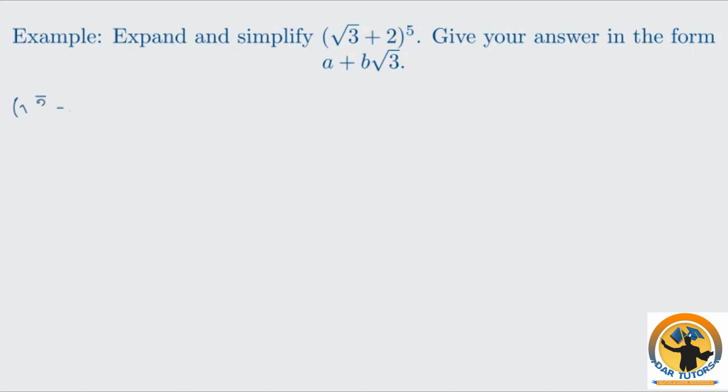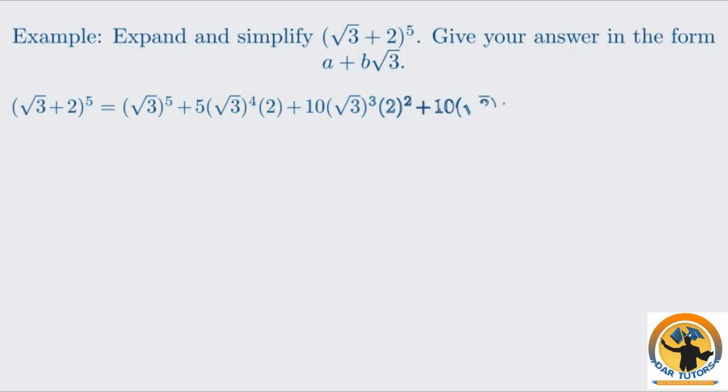The expansion is (√3)^5 + 5(√3)^4(2) + 10(√3)^3(2)² + 10(√3)²(2)³ + 5(√3)(2)^4 + 2^5. Now, let's simplify each term. Remember that √3 squared is 3.